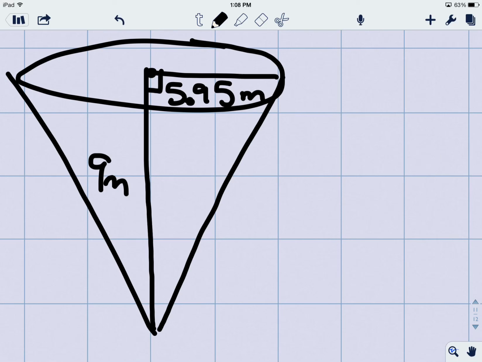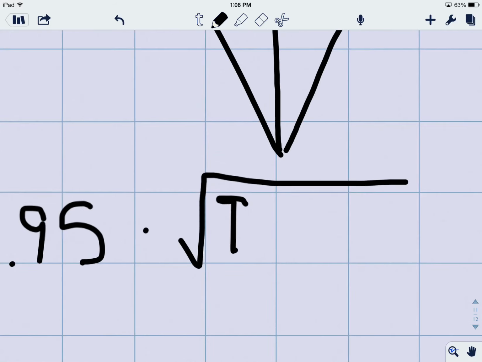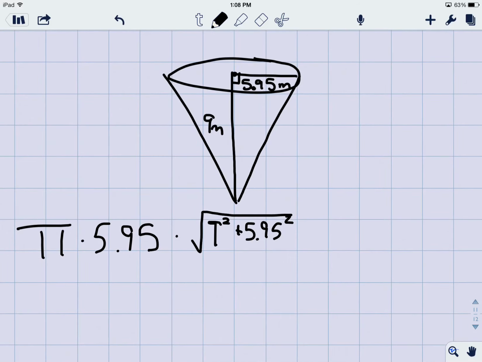A squared plus B squared equals C squared. 5.95 squared. Don't I take the square root of 9 squared plus 5.95 squared? Yes, you did. Doesn't that give me the slant height? Yep. That's not going to be pretty, okay, so I'm just going to put that into my formula, because all I'm going to do is enter stuff in here so that I can just punch this thing into my calculator.